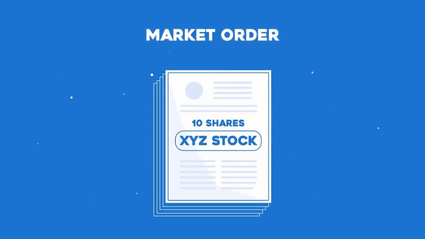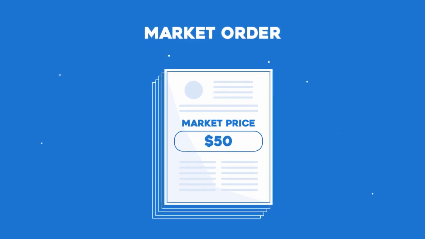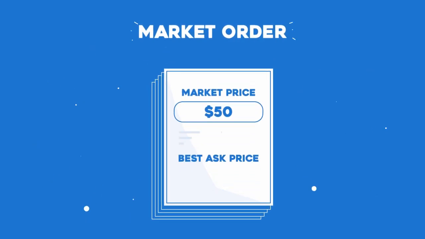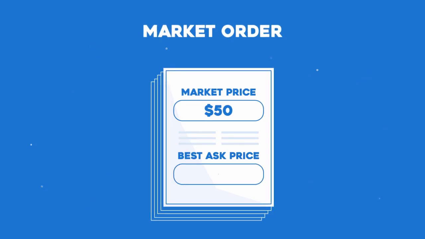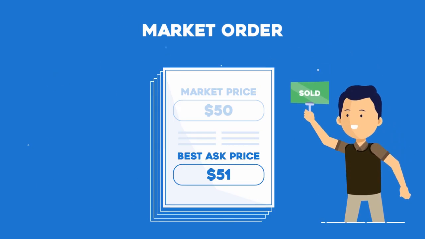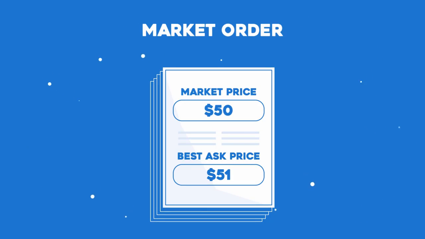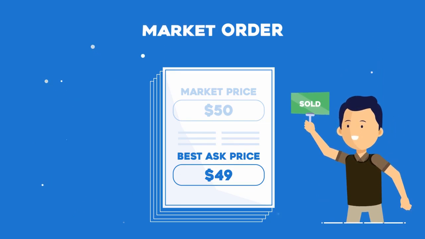Let's say you place a market order to buy 10 shares of XYZ stock, which has a current best ask price of $50 per share. Your order will be executed at the best ask price. If the best ask price has risen to $51, the order will be executed at $51 and not at $50. Conversely, if the best ask price has dropped to $49, the order will be executed at $49.